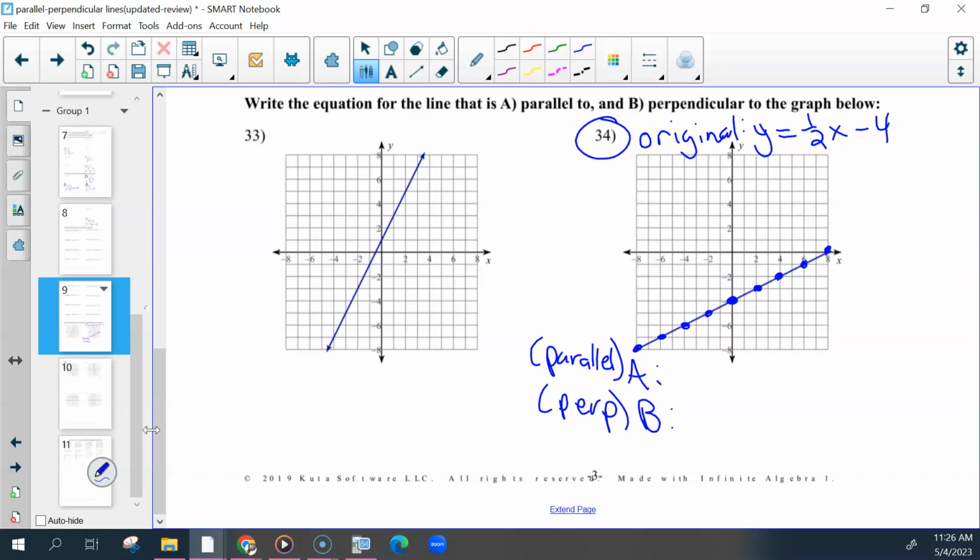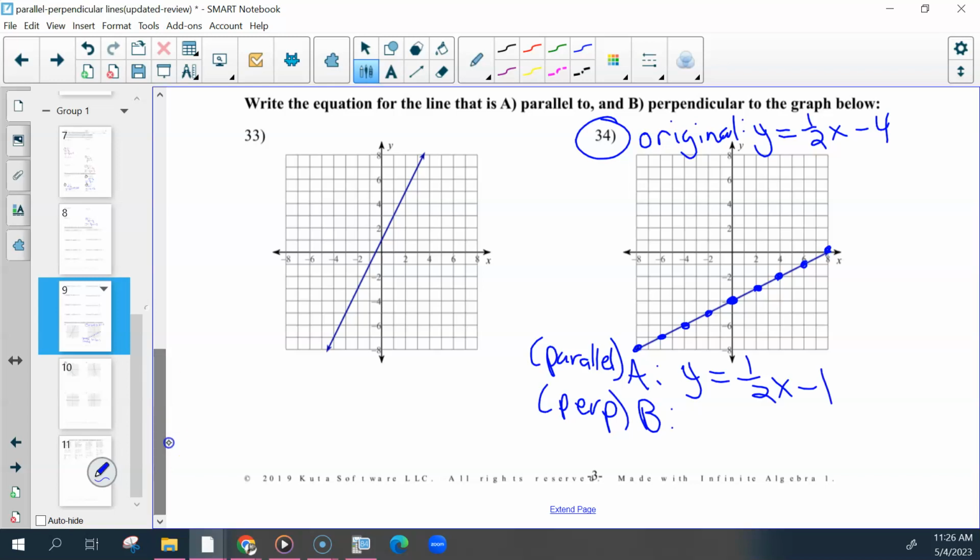So what would the slope be? The original slope is 1/2. What's the parallel slope? 1/2. Also 1/2. So the equation would start off y equals 1/2 x. Give me a y-intercept. Okay. So that one is parallel.